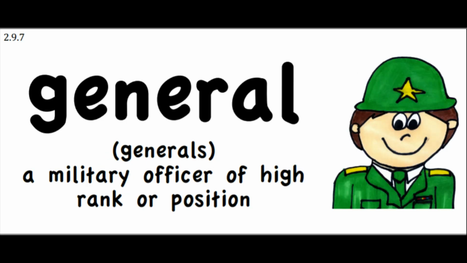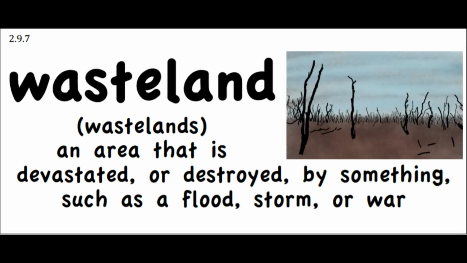General. A general is a military officer of high rank or position. Wasteland. A wasteland is an area that is devastated or destroyed by something such as a flood, storm, or war. For example, the First Battle of the Civil War turned the city of Manassas, Virginia, into a wasteland.